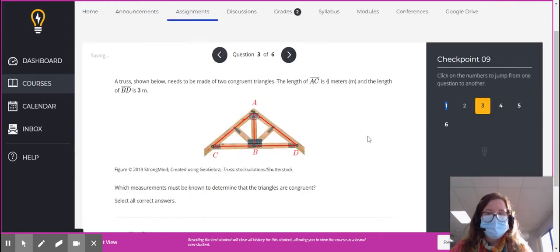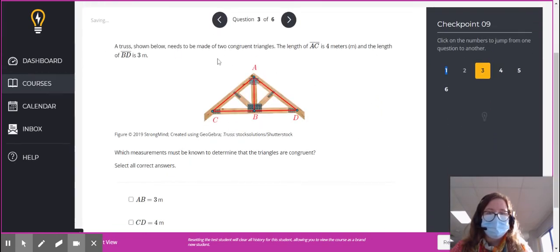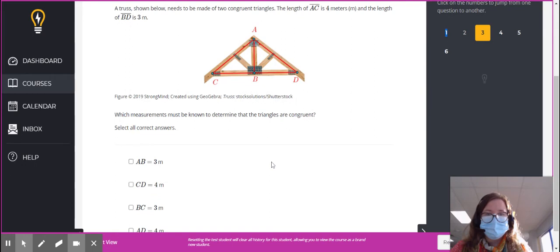Next. Okay, a truss is shown below. It needs to be made up of triangles. The length of AC is 4 meters, and the length of BD is 3 meters. Which measures need to be known to determine if the triangles are congruent? So we don't necessarily need to know the length of AB because both triangles share AB.